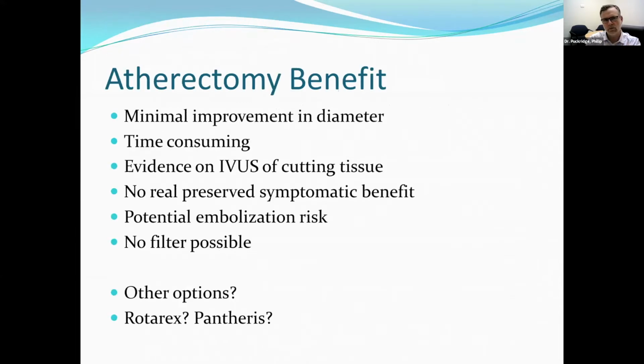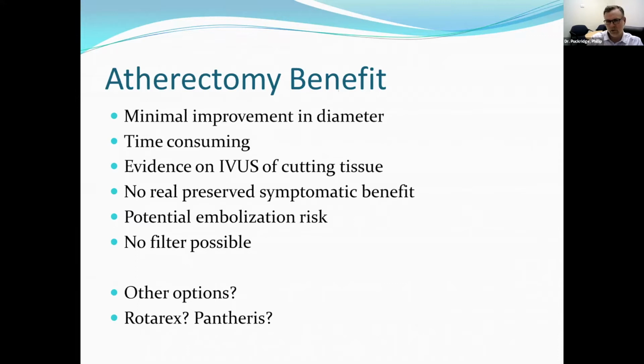So is there any benefit from doing directional atherectomy in veins? I think the benefit, honestly, is minimal. This is incredibly time consuming. We did see on intravascular ultrasound evidence that we had cut the tissue, we had debulked slightly, but it hasn't really made a big difference for him personally. You are also running a potential embolization risk. There's no filter available to sit in the IVC of appropriate size.